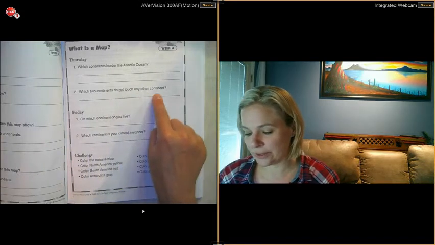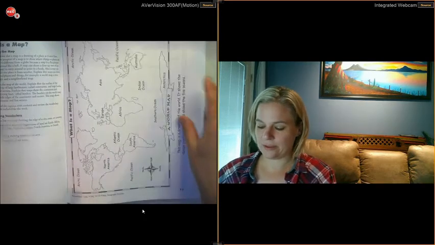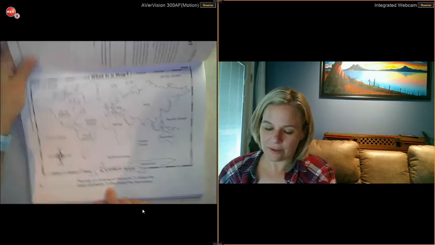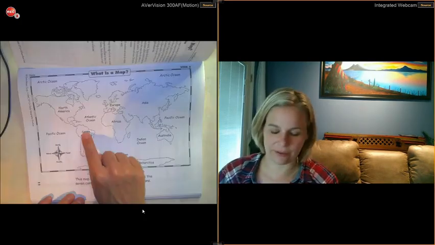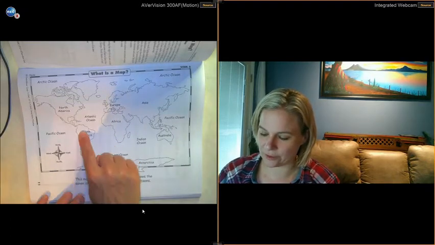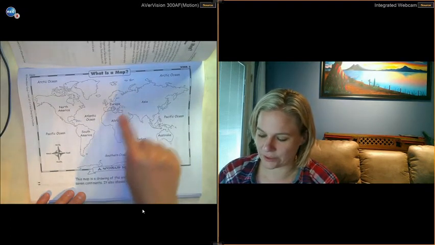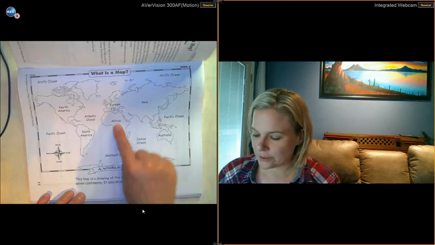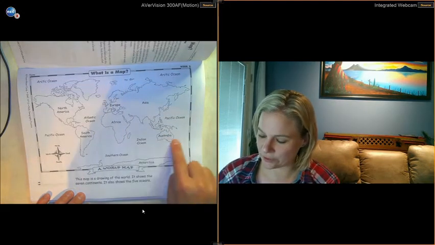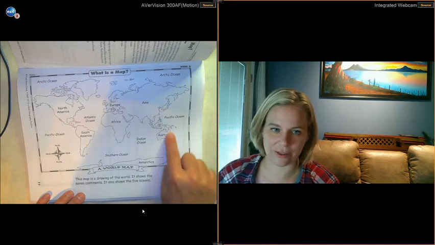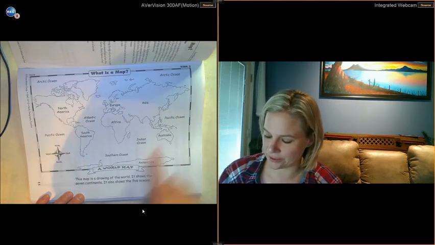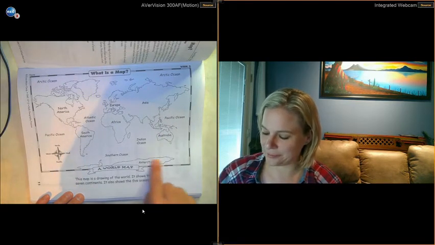Which 2 continents do not touch any other continent? Okay, so like North America and South America, they touch, they're attached, right? Europe and Asia, they're attached. Africa's touching Asia. But there's 2 over here that are like islands. Australia does not touch any other continent, and Antarctica.